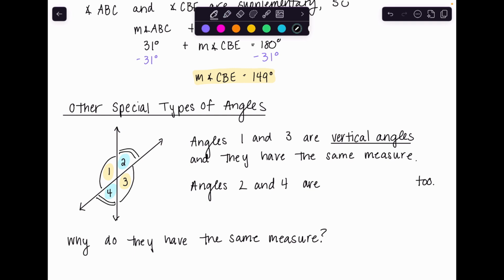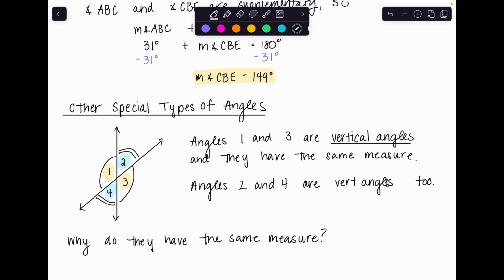So we often use arcs to indicate these are the same. And then you want to indicate which ones are connected: these have one arc, and these two are connected because they have two arcs on them. So angles 2 and 4 are also vert angles.